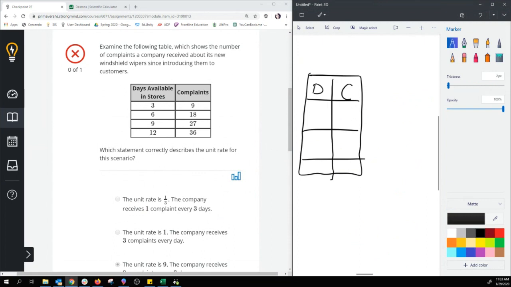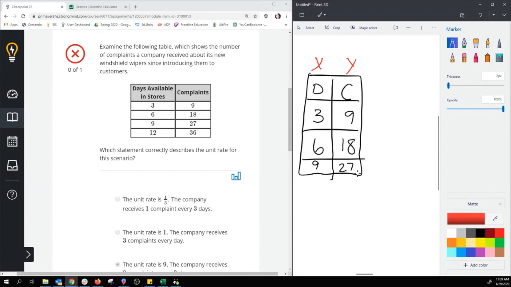Okay. All right, so D represents the days in store that it was available, and C represents the number of complaints. So it looks like after 3 days in store, there were 9 complaints. After 6 days in store, there were 18 complaints. After 9 days in store, there were 27 complaints. So remember, for our unit rates, we have X and Y. Okay, so after 3 days, there are 9 complaints. 6 days, there's 18, and 9 days, there's 27.